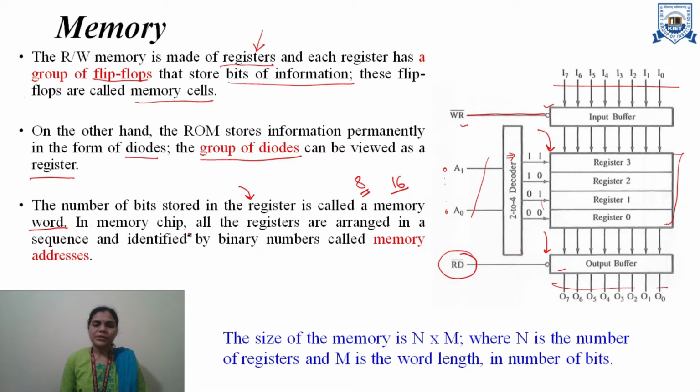In a memory chip, all registers are arranged in sequence and identified by a binary number, and that binary number will be termed as memory address. So, memory address is for identifying one of the registers. Every chip has some specification in the form of n cross m, where n is the number of registers and m is the word length of each register. The value of m will be in number of bits, showing the word length of memory.